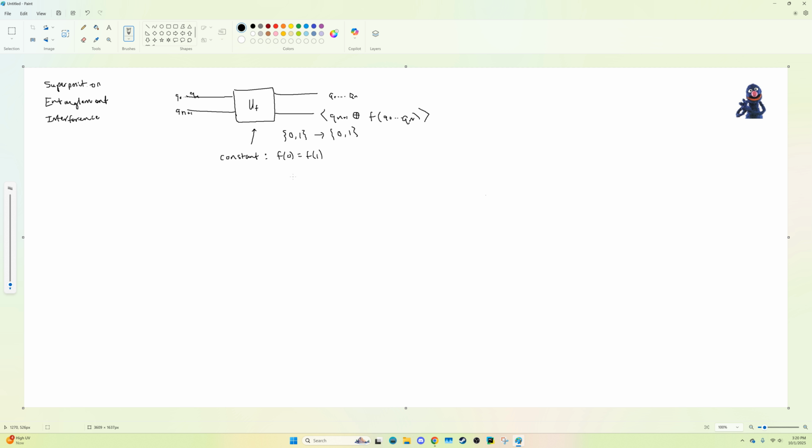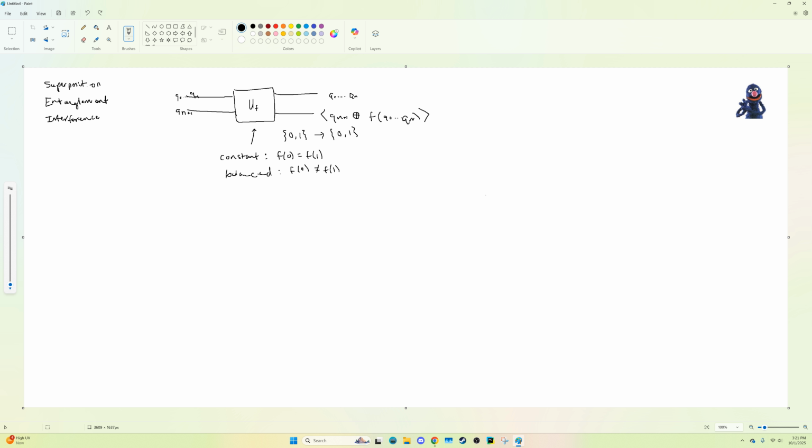And we want to figure out if this function is constant or balanced. If it's constant, that means it's always the same output no matter what the input is. And if it's balanced, then f of 0 is precisely not equal to f of 1. Since these are the two outcomes in the sample space, exactly 50% of the time is it f of 0 and 50% of the time is it f of 1. So that's something to know. When we're talking about constant or balanced here, it does not mean that f of 0 and f of 1 can occur with varying probabilities. It can't be like 40 and 60%. It has to be 50% each.